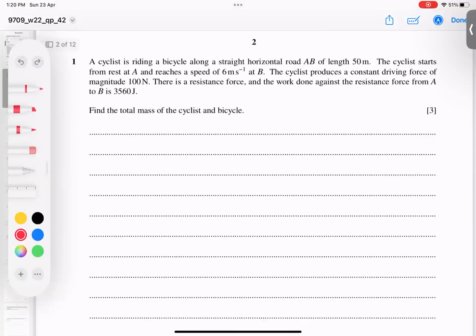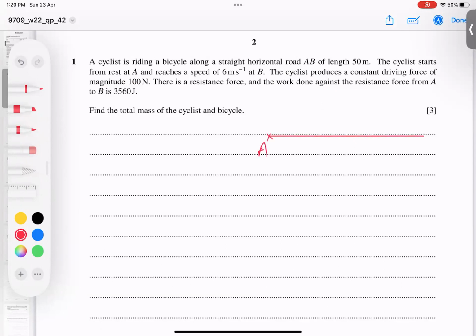First question: a cyclist is riding a bicycle along a straight road AB of length 50 meters. The cyclist starts from rest at A and reaches a speed at B. The cyclist produces a constant driving force of 100 newtons, and the work done against friction from A to B is given. Find the total mass of the cyclist. So let's start.